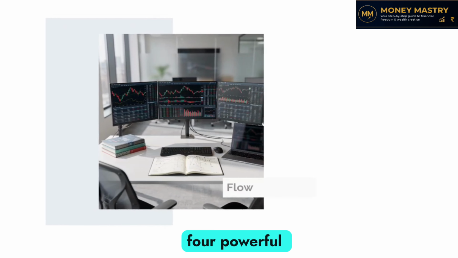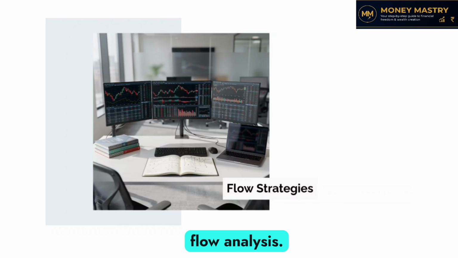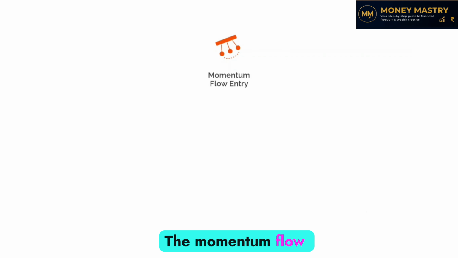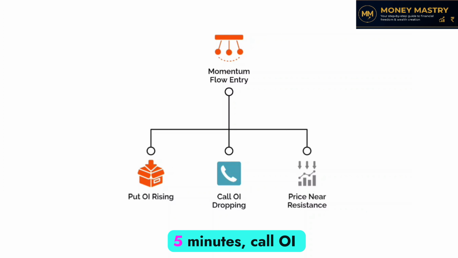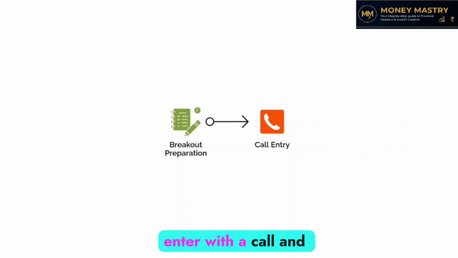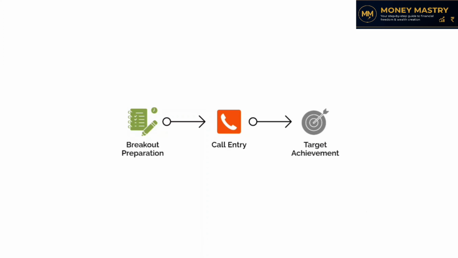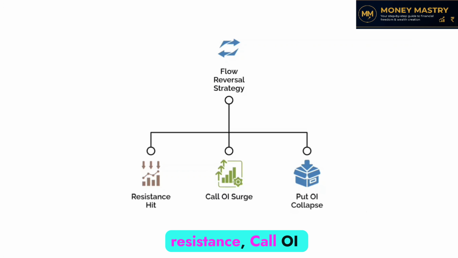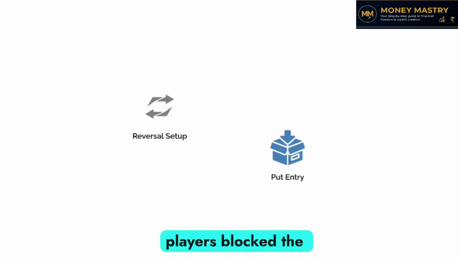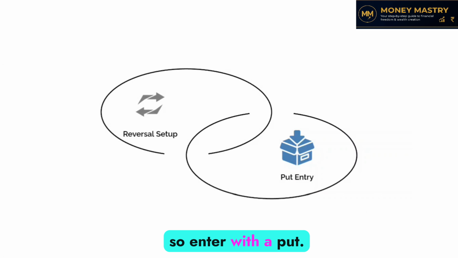Now let's explore 4 powerful strategies built on flow analysis. The momentum flow entry triggers when put OI rises for 5 minutes, call OI drops, and price nears resistance. Prepare for the breakout. Enter with a call and target 20 to 40 points. The flow reversal strategy activates when price hits resistance, call OI surges, and put OI collapses. This setup means big players blocked the breakout, so enter with a put.